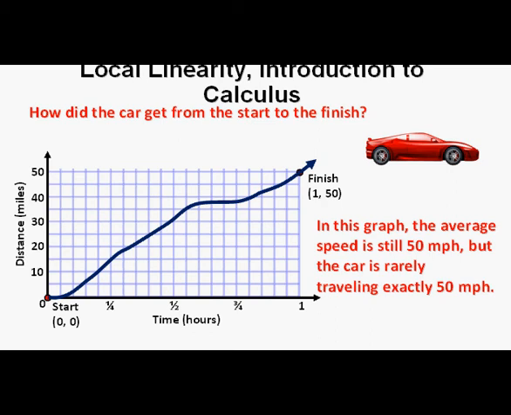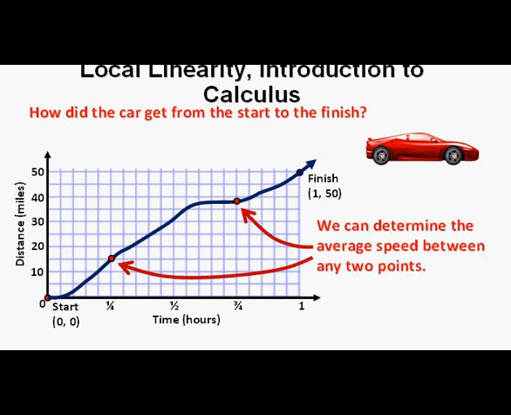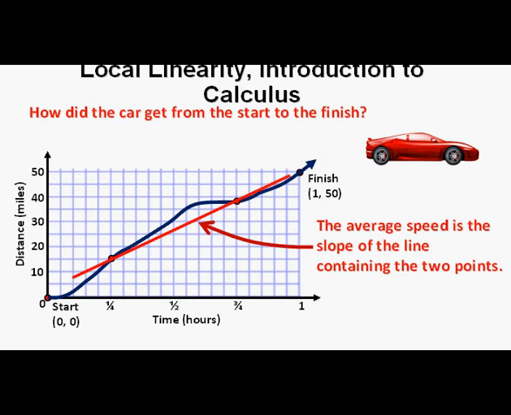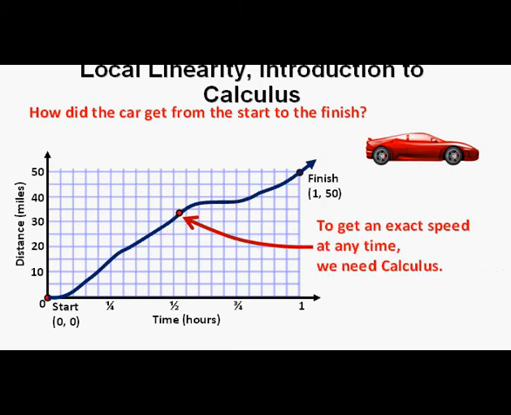We could take the distances at any 2 points in time and use the data to determine the average speed between these 2 points. But with 2 points, we will always get an average speed and never an exact speed. And that average speed is the slope of the line between the 2 points. To get an exact speed, we will need not algebra, but calculus.